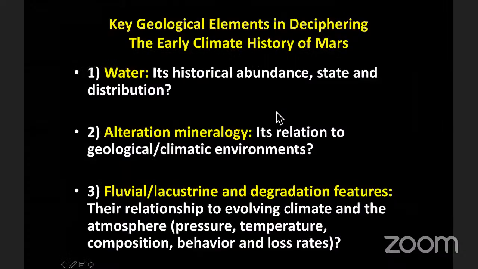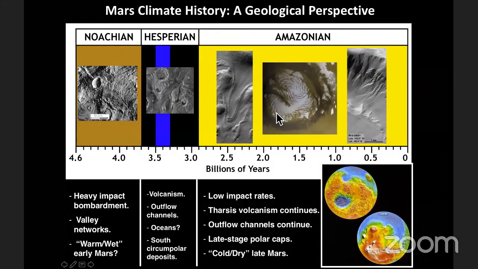But essentially Mars is a cold and dry planet for the last 3 billion years. And I'll talk about that in a little more detail. As we go back in time, we see major changes. We see volcanic activity. 30% of the planet was resurfaced during this period. And there's evidence for huge amounts of water coming out from below the surface, groundwater, and flowing into the northern lowlands, perhaps creating oceans. Huge south circumpolar deposits, much larger than what we see today. And then we go back further, we have heavy impact bombardment, but we see these valley networks and lots of other fluvial and lacustrine features and weathering features that suggest a warm and wet early Mars.